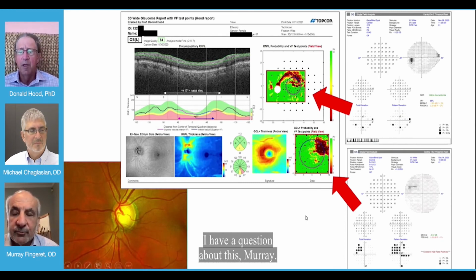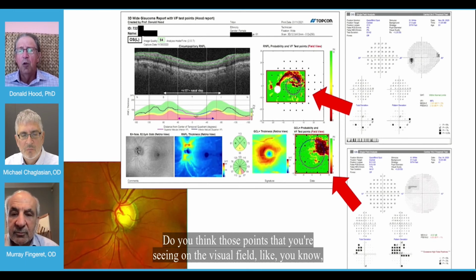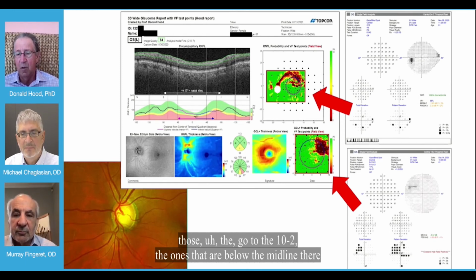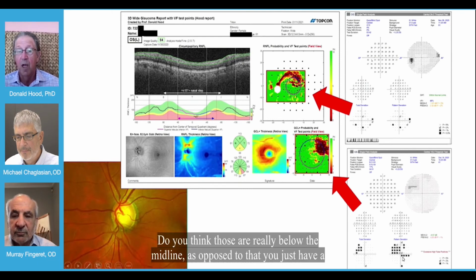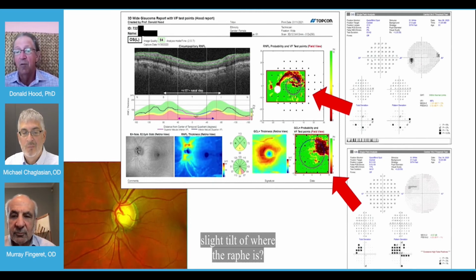I have a question about this for you, Murray. Do you think those points that you're seeing on the visual field, the ones that go to the 10-2, the ones that are below the midline there, to the left. Yeah, right. Those. Do you think those are really below the midline, as opposed to you just having a slight tilt of where the raphe is?